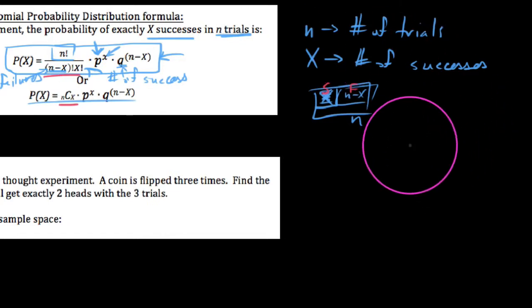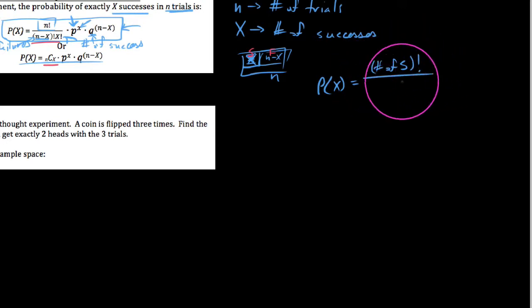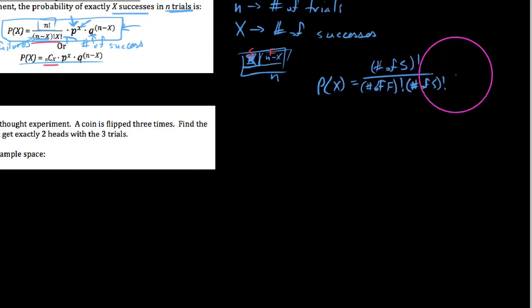So to rewrite this out a little bit longer, the probability of getting exactly x successes, if we have n total trials, is this. We have the number of, I'll use s for successes, number of successes factorial over the number of failures factorial times number of successes factorial. And this is being multiplied by this: the probability of success to the power of the number of successes, and then the probability of failure to the power of the number of failures.